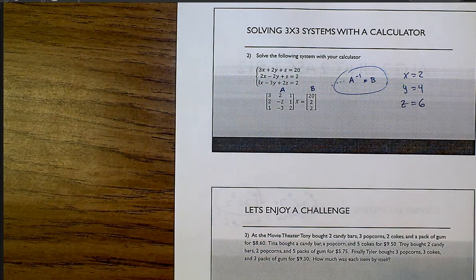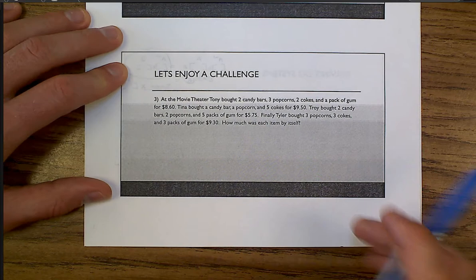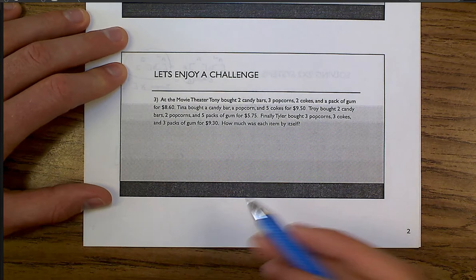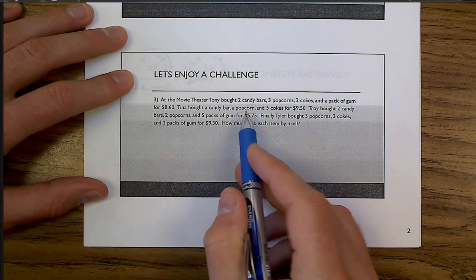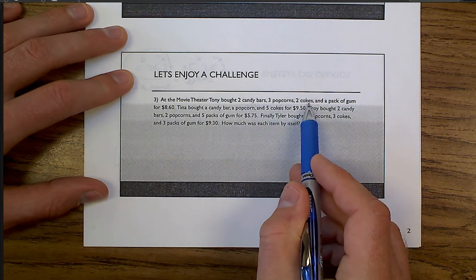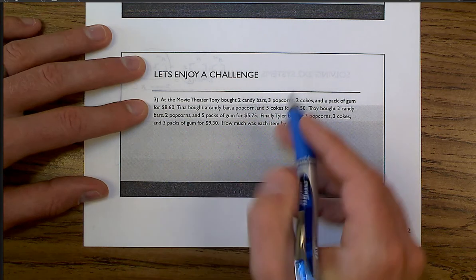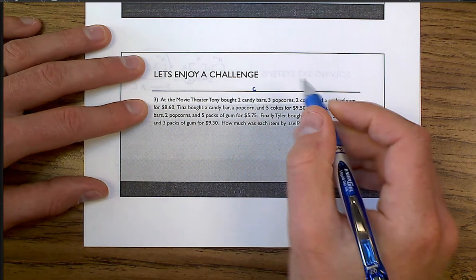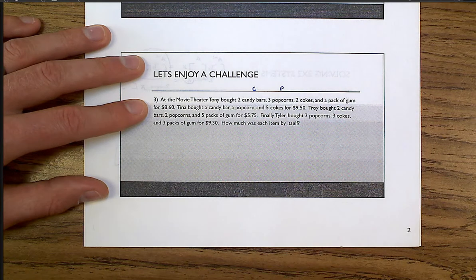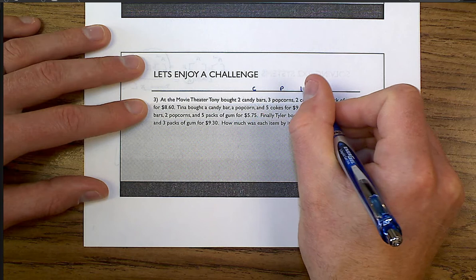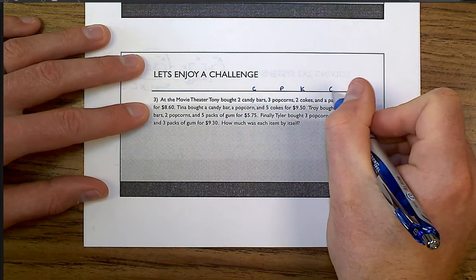Down at the bottom here, it's a story problem, word problem, application problem, if you will. So we have to write this matrix down. At the movie theater, we have 2 candy bars, popcorn, and Cokes, and a pack of gum for $8.60. So we got candy bars, C, popcorn, P, Cokes, we'll go with K, excuse me, and a pack of gum, G, for $8.60.